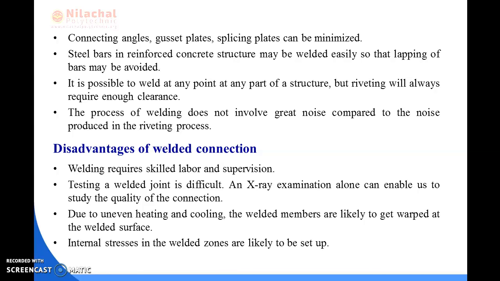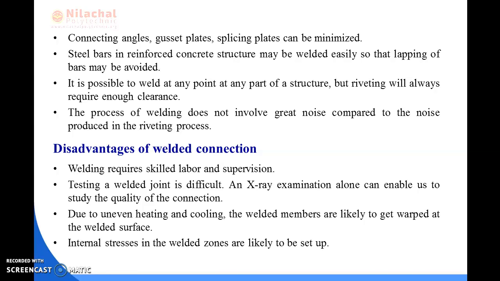So in the last class we studied the welded connection and the advantages of welded connection, and today we will start with the disadvantages of the welded connection. The first one is that welding requires skilled labor and supervision. You know that in a welded connection, there is a provision of fire to join the liquid metal, so the labor also must be skilled enough to carry out this kind of work.